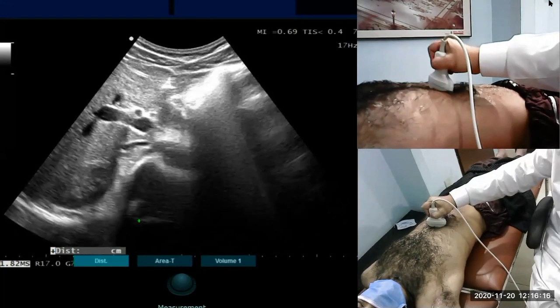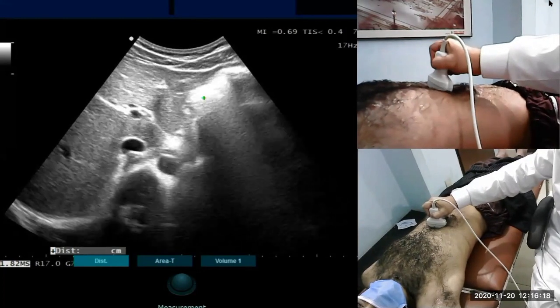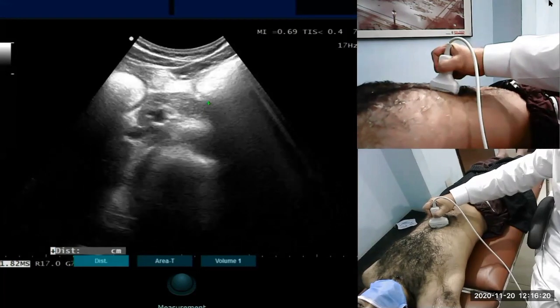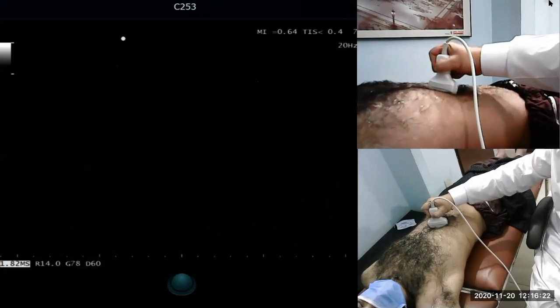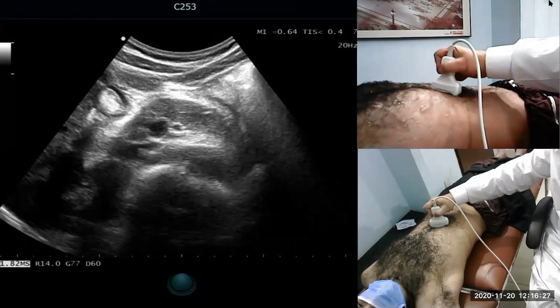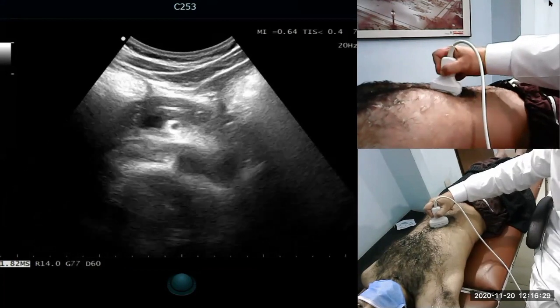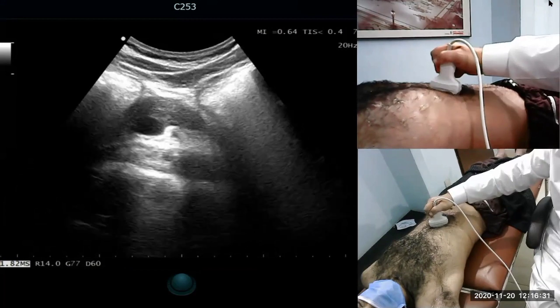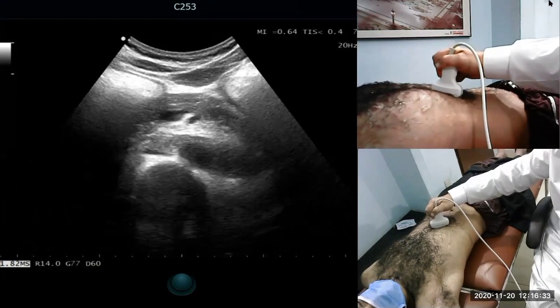There is food in the stomach, but we will try to locate the pancreas. And there we are in 8 o'clock position. I can see the pancreas.